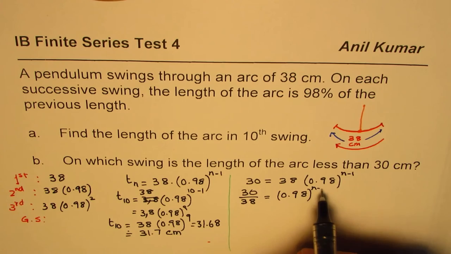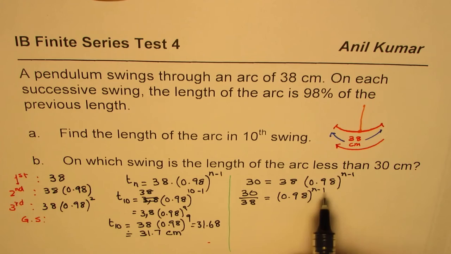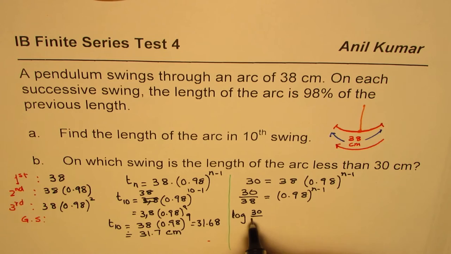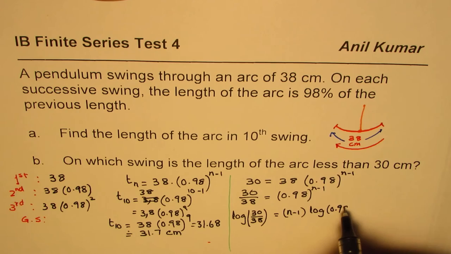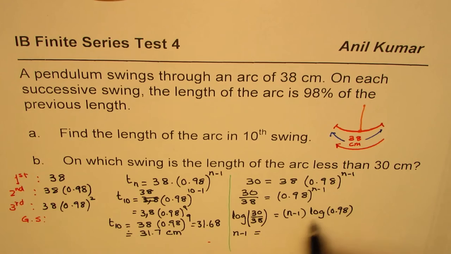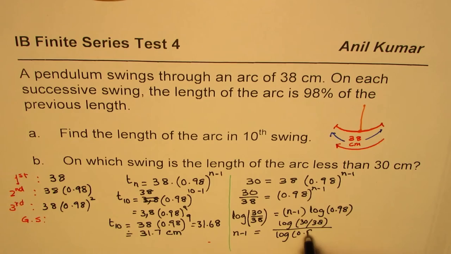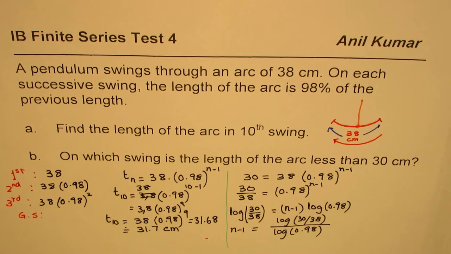Now to find n minus 1, we have to take log, right? So we'll take log of 30 divided by 38, which should be equal to n minus 1 times log of 0.98, right? So from here we can get n minus 1 equals log of 30 divided by 38 over log of 0.98, correct? This is n minus 1, right? So n will be, we'll add 1 to this. Okay, let's figure this out.